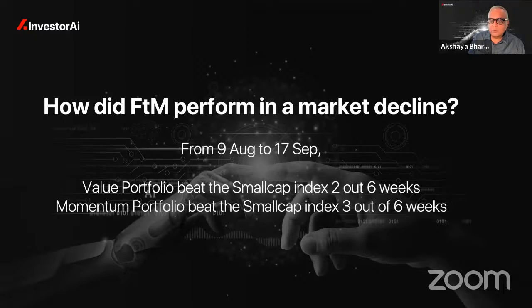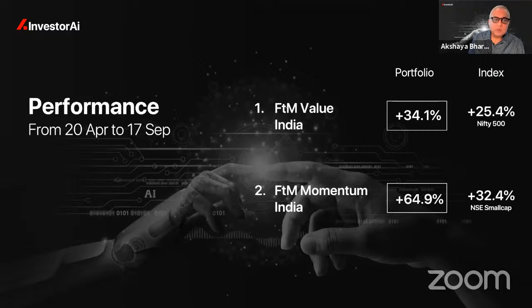Now, I talked about the long-term impact. If I take a slightly longer term view, 20th of April is when we first put the portfolios live on the smallcase site. And this gives you a longer run, and it gives you the power of compounding and everything else that I have been talking about. The value portfolio performed 34.1%. The Nifty 500 index for the same period was 25.4%. So in this case, the portfolio is beating the index. In the FTM momentum portfolio, the portfolio was up 64.9%, whereas the NSE small cap is up 32.4%.